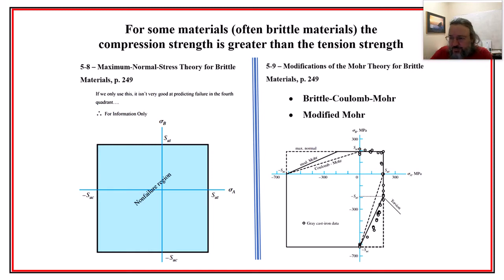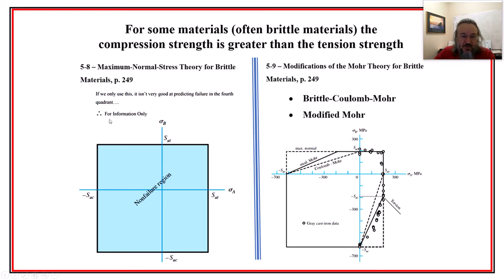That was my thought process when trying to imagine why you would be stronger in compression than you were in tension. But when it comes to the failure loci right here, if we did the same type of treatment that we had in maximum shear stress theory and distortion energy theory for ductile, in the beginning we do the maximum normal stress theory, right? So here's the maximum normal stress theory for brittle materials.